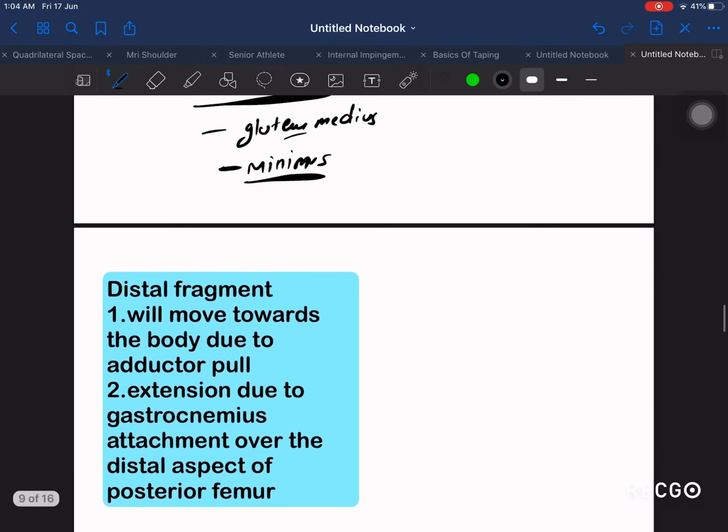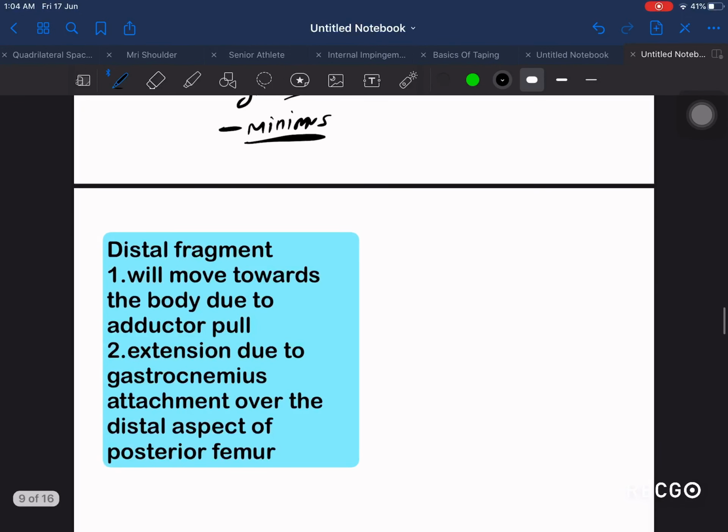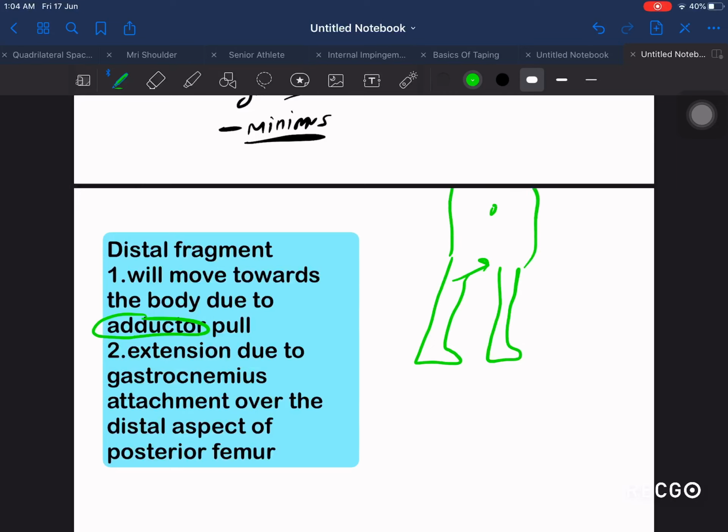Now if you look at the distal fragment, because of the adductor pull, it will move towards the midline of the body. If you look at the individual, this fracture part will move towards the midline of the body. So it is called varus.